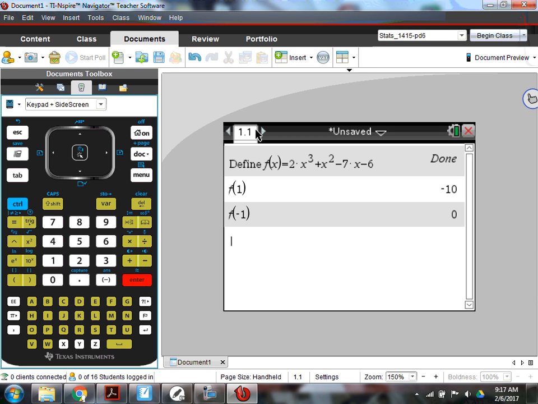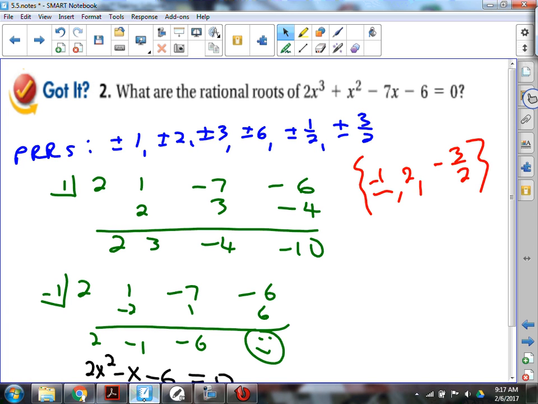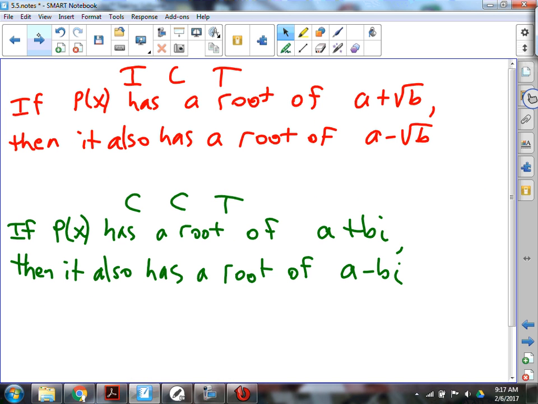I could also find polyroots of 2x cubed plus x squared minus 7x minus 6 for the variable x. And there we go. So it'd be nice if we could use a calculator on those. Are there any questions about these two theorems?